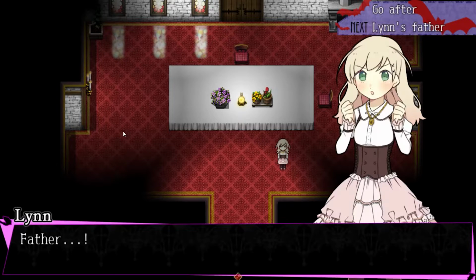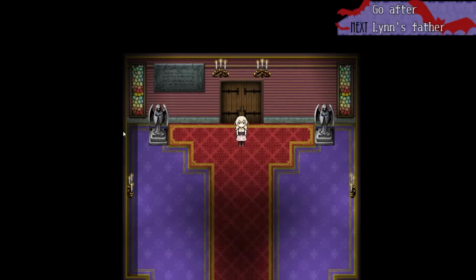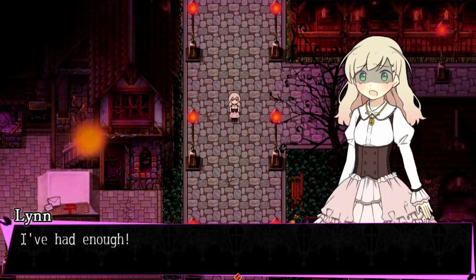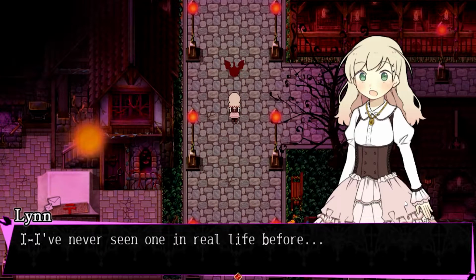RPG Maker is quite a prolific tool that can be used not only for RPGs, as the name suggests, but also to create games of other genres. The Casebook of Arne is one of those games, making use of the software to create an intriguing first title in a murder mystery adventure series.